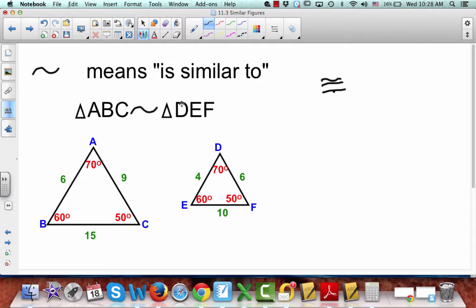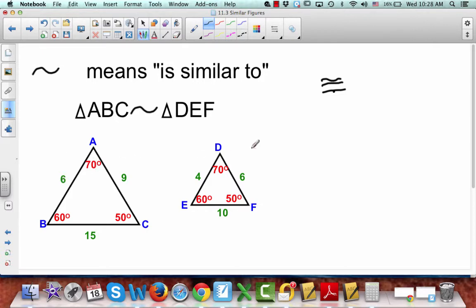What that means is they have the same angle measures, 70 here, 70 here, 60 here, 60 here, 50 here, and 50 here. Now, just having the same angle measures is not enough. You also have to have proportional sides. So let's look at the sides.